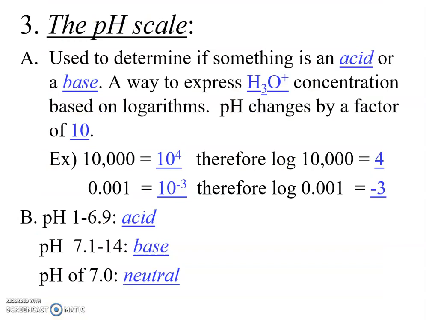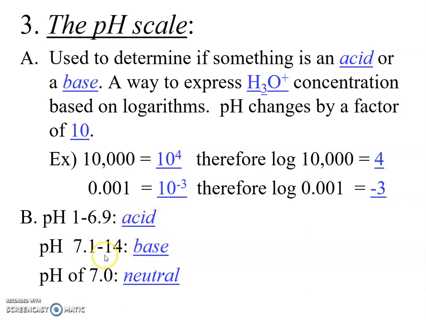Now I'm hoping you're roughly familiar with the pH scale, which I'll talk about down here a little bit. pH, which you may remember, if you're at 7, you are neutral. If you're below 7, you're acidic. If you're from 7 up to 14, you're basic.